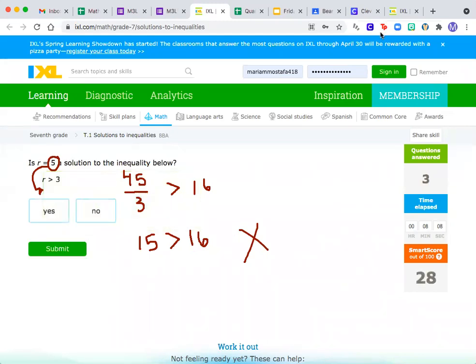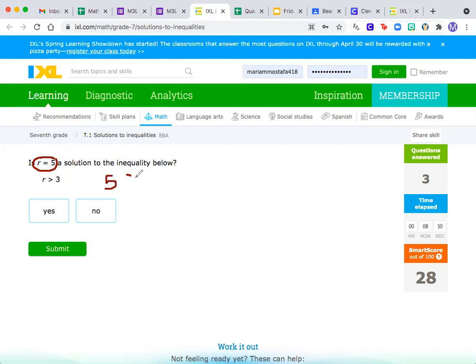Okay, so remember, what you have to do is plug in whatever value they tell you the variable is. So one more time, it says, is r equals 5 a solution to the inequality? So again, instead of r is greater than 3, we're going to now put 5 is greater than 3, and that is true. So I'm going to press yes and submit because 5 is greater than 3.